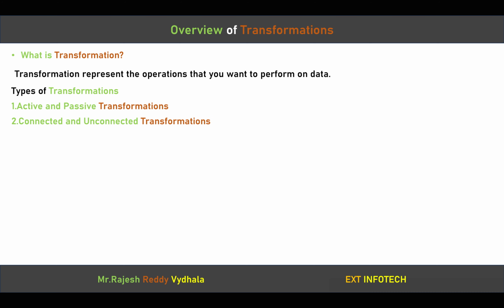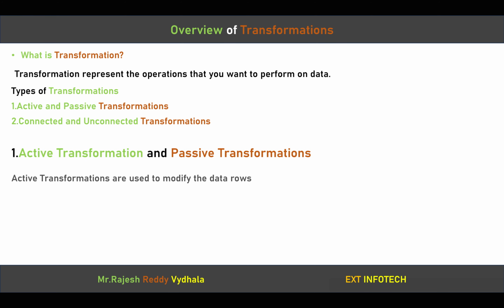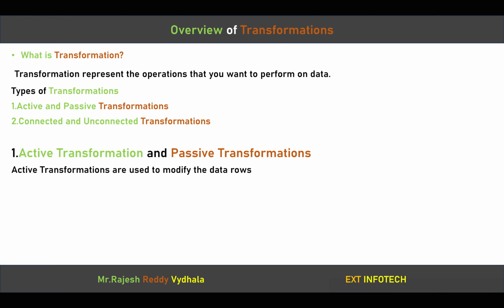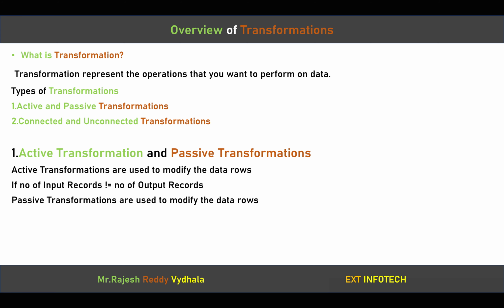Active and passive transformations: we first take all the inputs from the sources. If the number of input records is not equal to the number of output records, that transformation is called an active transformation. If the number of input records equals the number of output records, that transformation is called a passive transformation. I will show you the differences between these two practically in coming lectures.